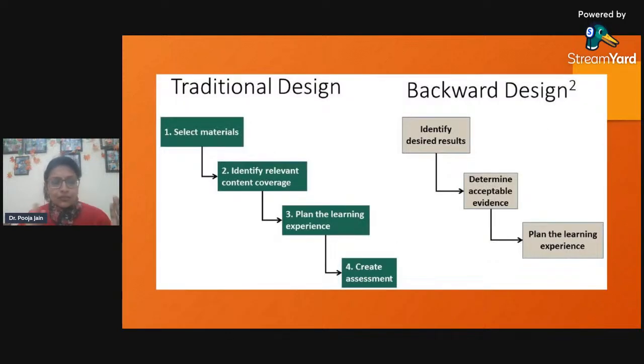Now let's understand the traditional design and backward design, to understand why, when we talk about 21st century skills, we talk about the 21st century educator, 21st century learners and teachers. What is the difference between traditional design and backward design, and why backward design? What are the benefits? How are we going to implement it? For that, we need to differentiate between the traditional and the backward design.